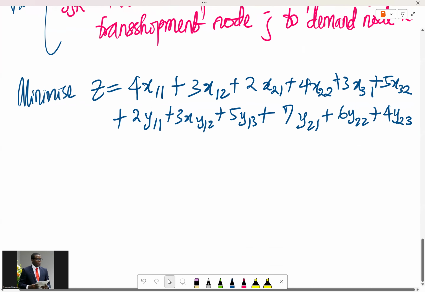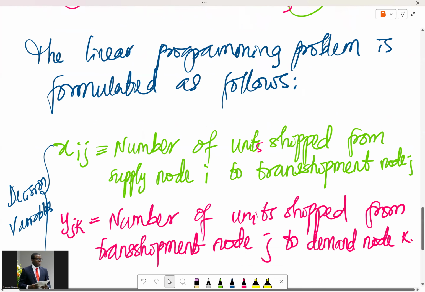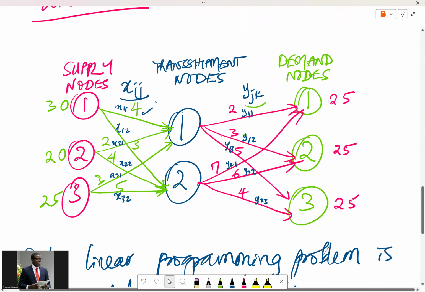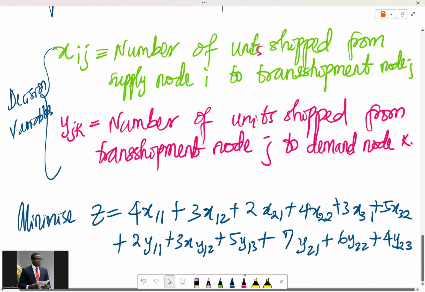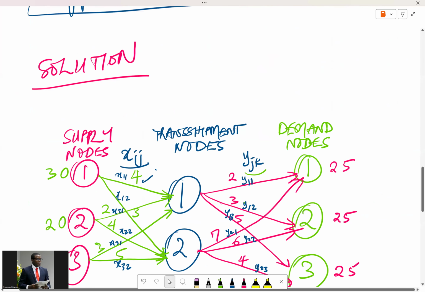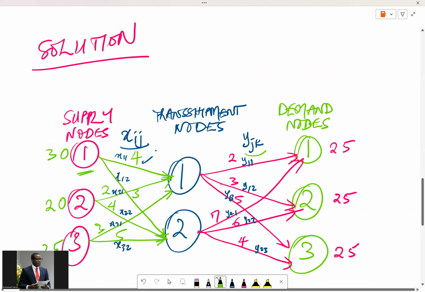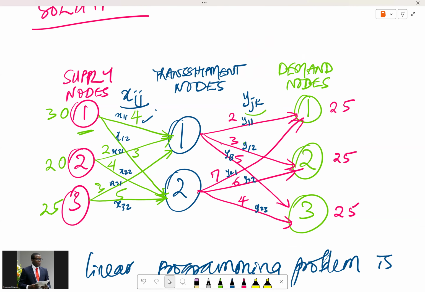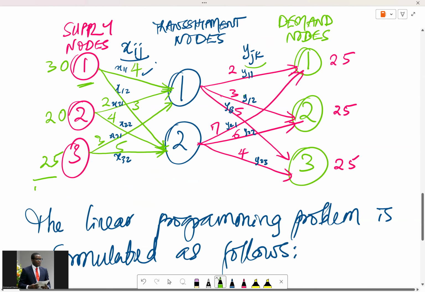So let's look at the possible constraints now. If you look at each supply node, supplier 1 cannot supply more than 30. So whatever is going from 1 to 1 or 1 to 2 cannot exceed 30. Now, since this total supply is 75 and the total demand is 75, we have a balance.